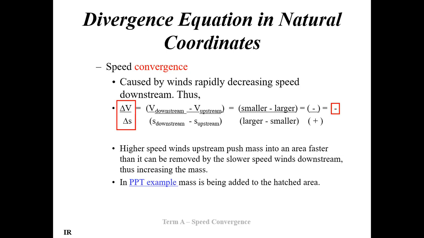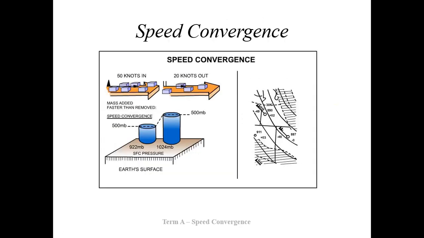Same thing here with speed convergence. You have, in this case, cars ahead of you that are going much slower in speed than you are 3 miles away from that toll booth. So speed convergence, let's take a look at that. Now on the left, we have 50 knots of wind coming in, and we have 20 knots of wind going out. So you notice how the faster moving winds are eventually going to catch up to the slower moving winds, and that's going to add mass to the upper levels of the atmosphere. As the air converges, the air sinks once it meets. It's generally associated with high pressure at the surface.